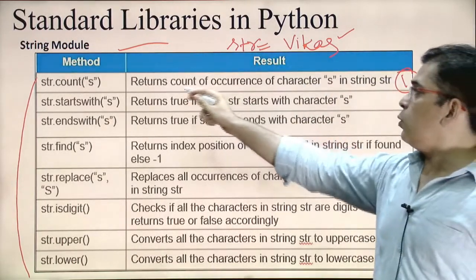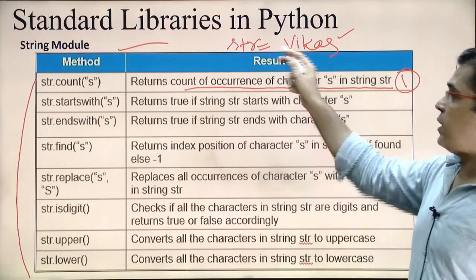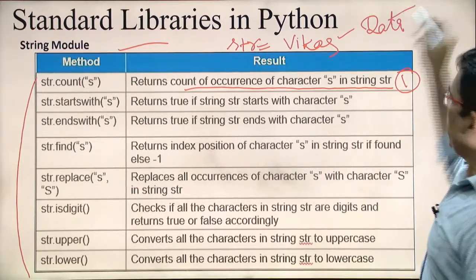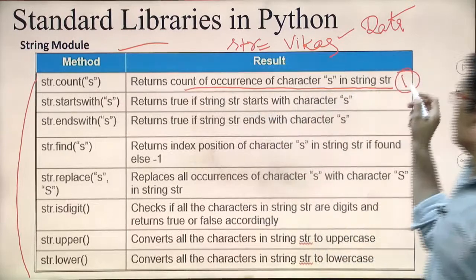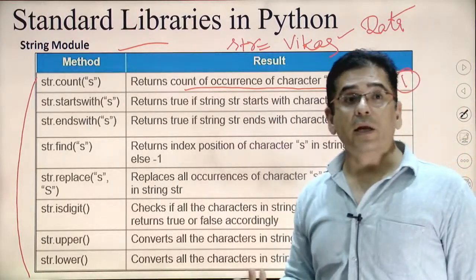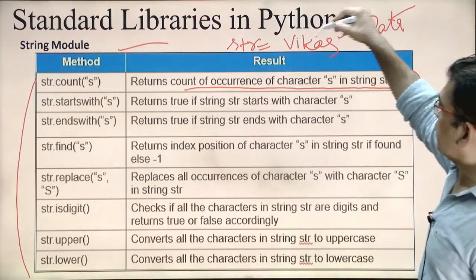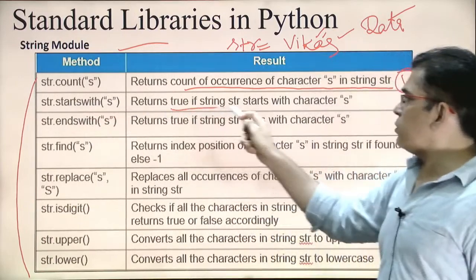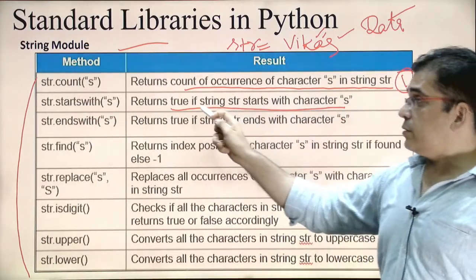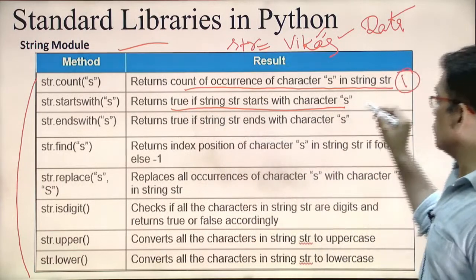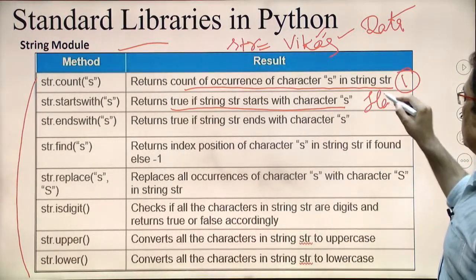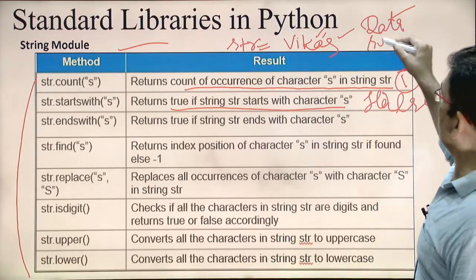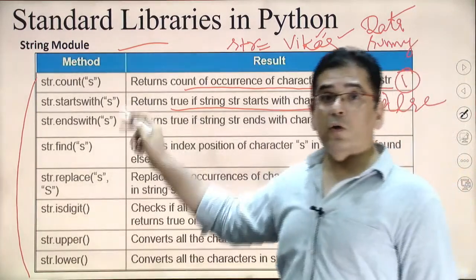It returns the count of occurrences of a character s in the string. If you write another string like data and count the value of s, the output will be 0 because data does not contain any s. For all other examples, I am taking this same reference. String dot startswith s returns true if the string starts with character s. Here the output will be false, not true, because the given string starts with character v, not with s. If I use Sunny, then this function will give output as true.